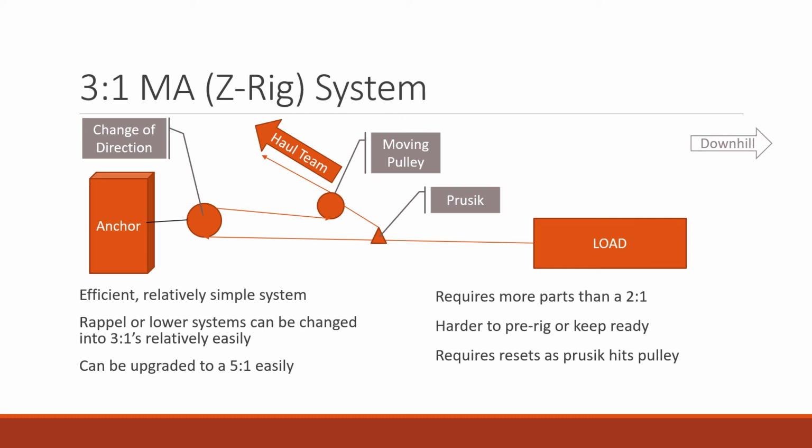As the load comes up, that prusik gets closer and closer and closer to the change of direction. Once you hit it, you've got to stop the system, capture progress, then bring that prusik back out to the edge, and then reset that system and pull back against it. So you'll have multiple resets if you're running a 3-to-1 system. Have a lot of length for resets if you possibly can. Save yourself some time and headache.